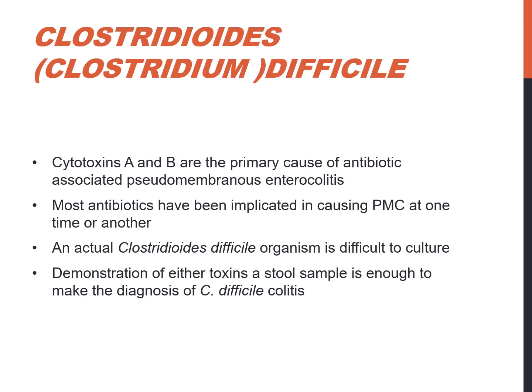Clostridioides difficile is the new name for the old Clostridium difficile. Usually we identify Clostridioides difficile by looking for cytotoxins A and B as the primary cause of antibiotic-associated pseudomembranous enterocolitis. Toxin A is associated with fluid accumulation, while toxin B is associated with tissue destruction.